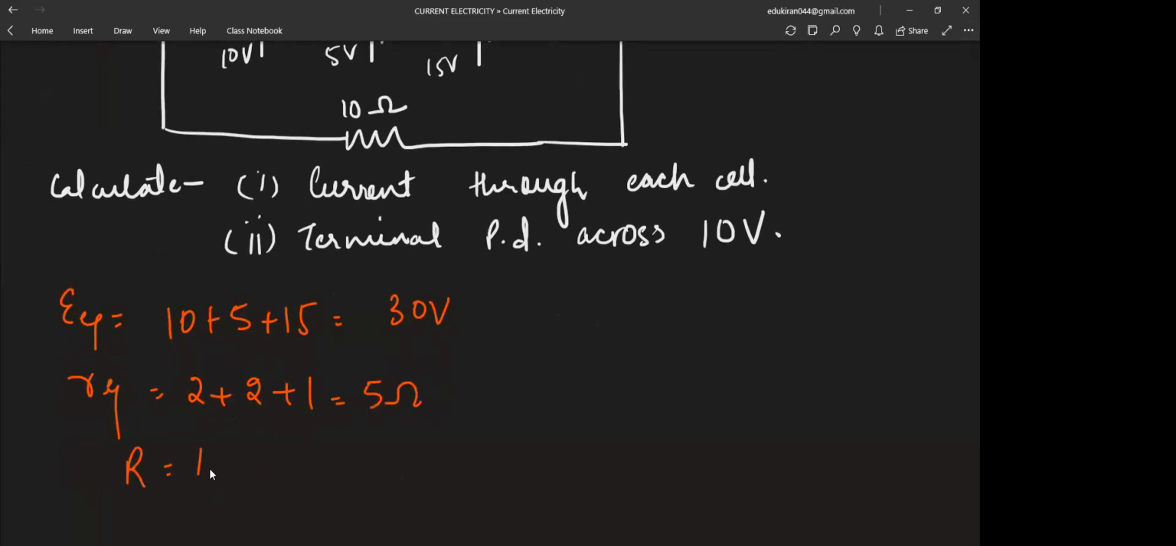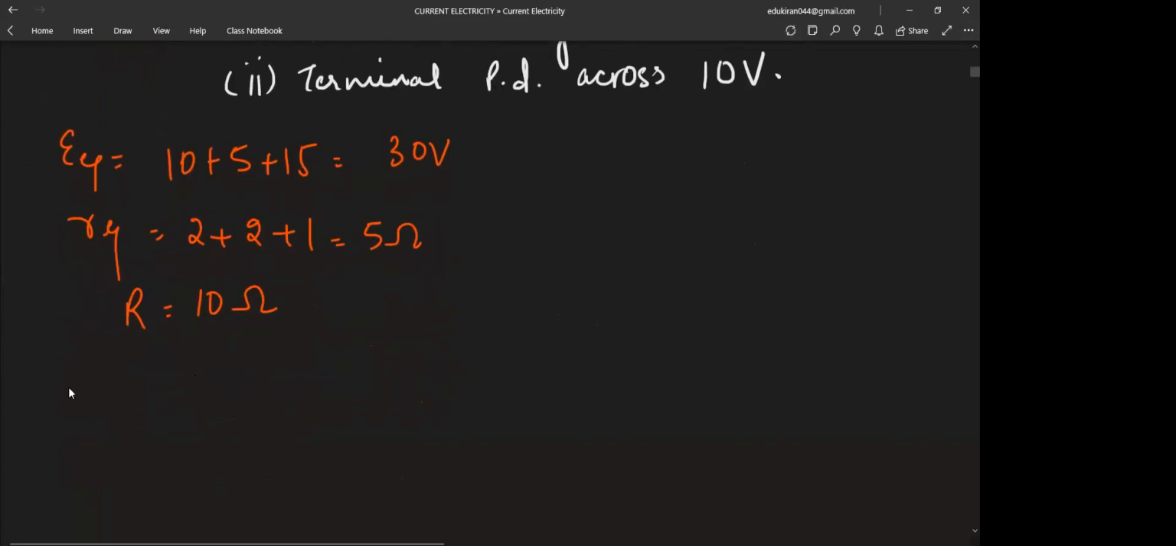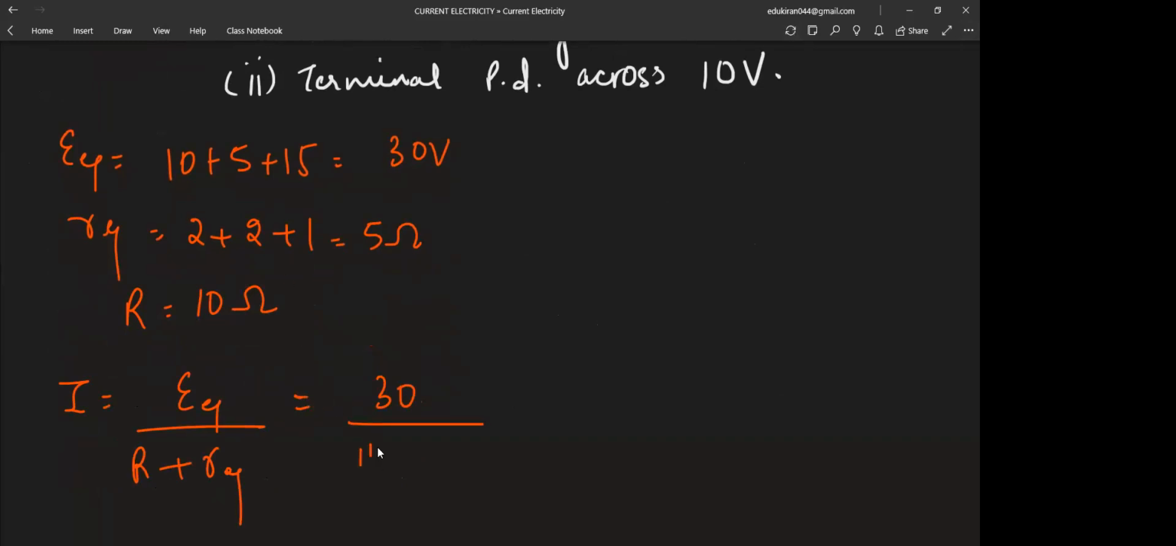And the external resistor is 10 ohm. So when we are calculating the current, it is equal to E equivalent by R plus small r equivalent. E equivalent is 30, capital R is 10 plus 5. So 30 by 15, which is equal to 2 amperes, right?